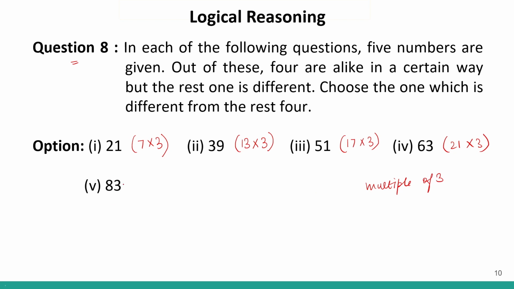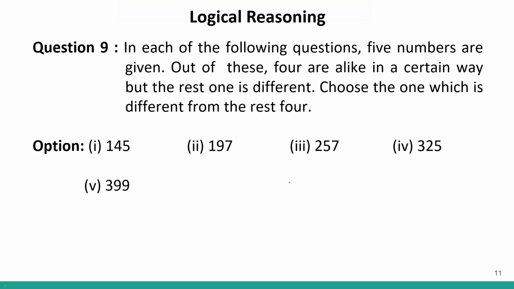But when I look at 83, this is a prime number. So, only option number 5, 83 is the number which is prime. Rest, every number is a multiple of 3. Therefore, option number 5, 83 would be the odd one out option. Clear? Now, let us look at question number 9. So, again, 5 options are given to us and we have to identify the one that is odd one out.